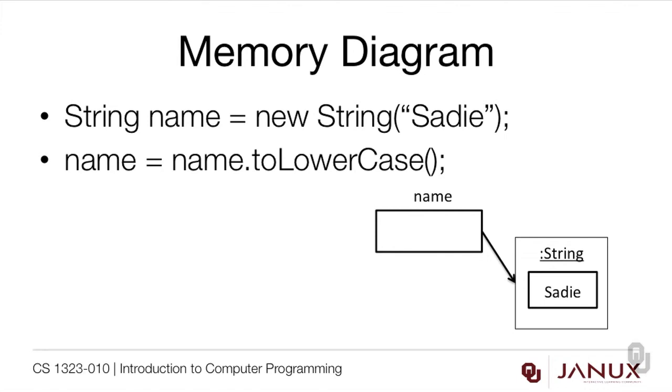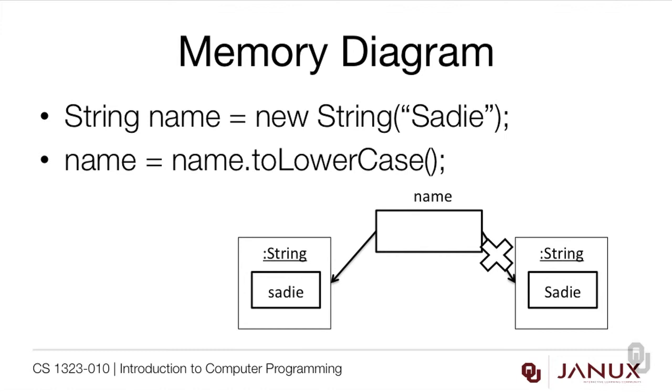Then we say name equals name.toLowercase. Now name.toLowercase creates a new object. Notice it's Sadie with a little s. It's not changing the original object because the original object is unchangeable. Then, because we stored the reference that was returned by name.toLowercase in name itself, the reference gets replaced.